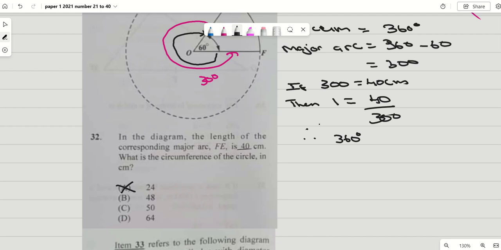So we want to find out how much is 360 degrees. That's 40 over 300 multiplied by 360 over 1. Cross out the 0, cross out the 0, cross out the 0, cross out the 0. 3 into 3, 1. 3 into 36, 12. 4 by 12 is equal to 48. So your answer is B.